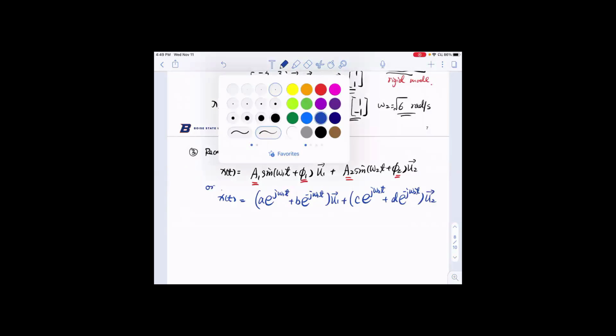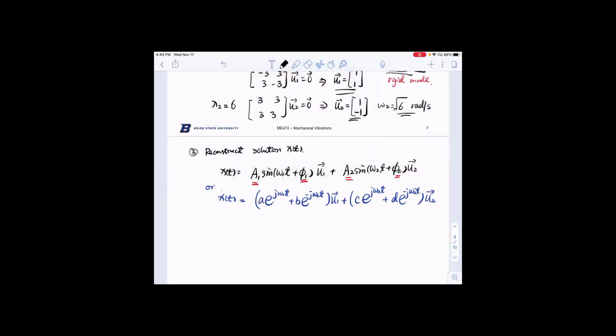So even though they look very different, the concept is the same. When you want to reconstruct your solution x(t), you just assume that your x(t) is a summation of all the modes in the system. If you have 2 modes, as in this case, then you have 2 expressions. And if you have 3, you just add more.